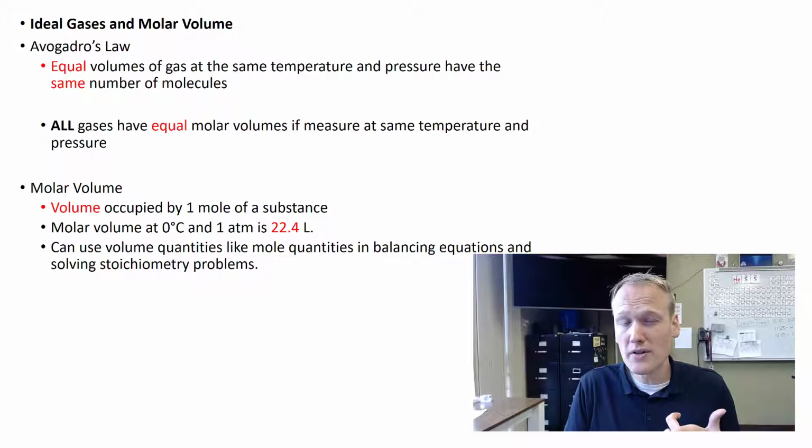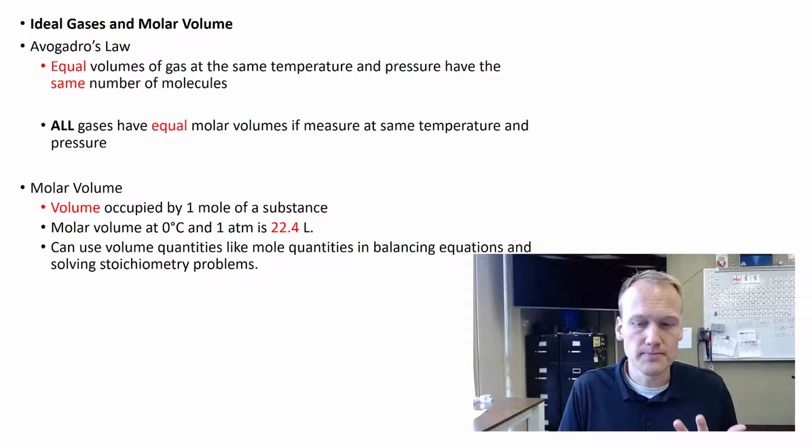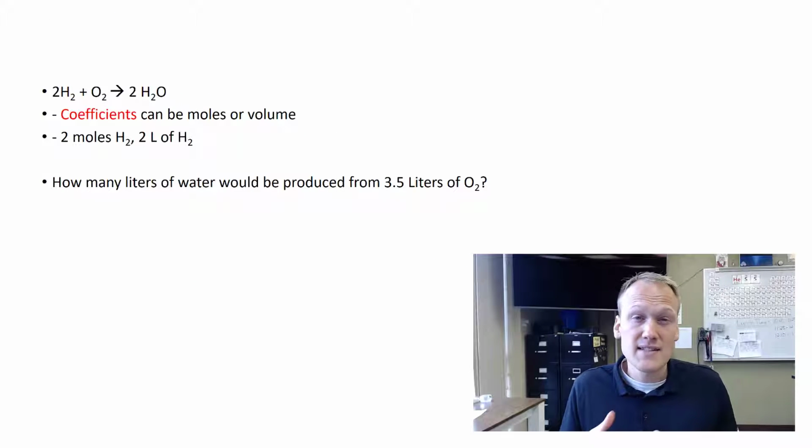So we know that 1 mole of any substance equals 6.02 times 10 to the 23rd particles. We know that 1 mole of any substance equals the molar mass of that substance. And now we know that 1 mole of any gas will equal 22.4 liters of volume. Because we know gases take up the same volume no matter what gases they are, we can use this in a stoichiometry equation to determine how many moles of any gas we would produce.